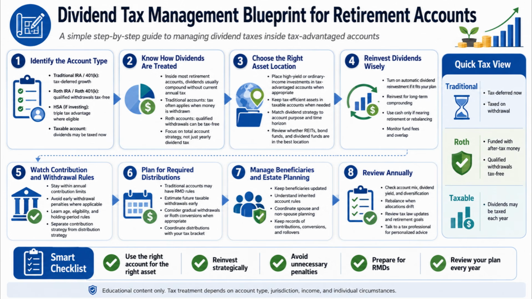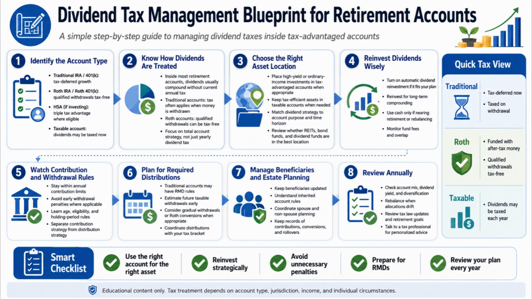Then, dividend reinvestment becomes another key decision. If you are still building wealth, automatic dividend reinvestment can be useful because it buys more shares and supports long-term compounding. Over time, those reinvested dividends may generate even more dividends. However, if you are close to retirement, you may prefer to keep dividends as cash for income needs or rebalancing. So, reinvestment should match your age, goals, risk level, and cash flow needs.